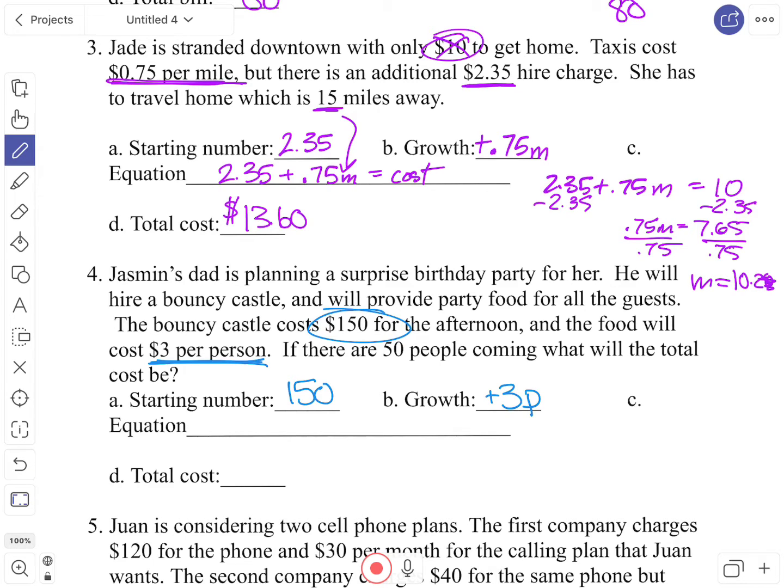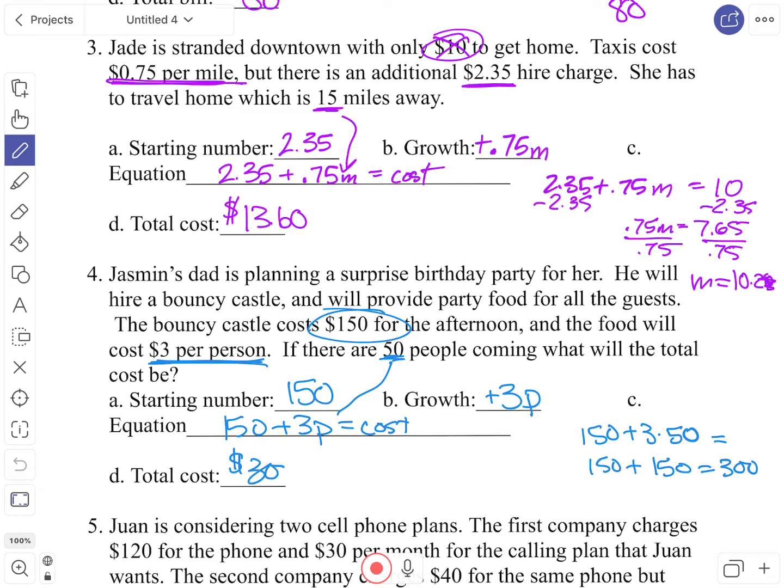So plus 3p. Our equation would be 150 plus 3p equals the cost. If there's 50 people showing up, we put that in for p, and we solve. 3 times 50 would be 150. 150 plus 150 is 300. So it's going to cost $300 for 50 people.